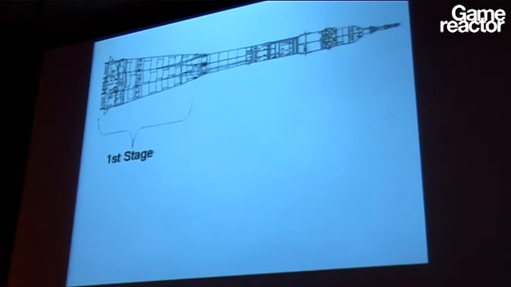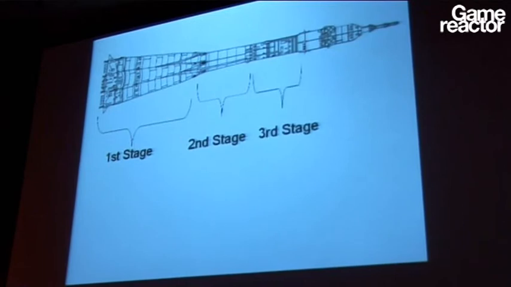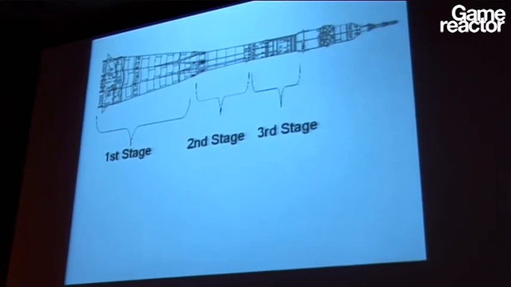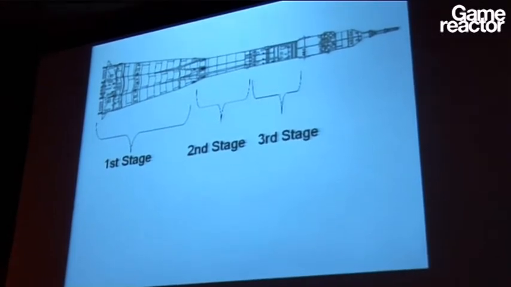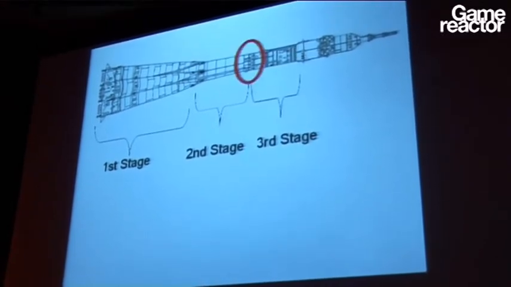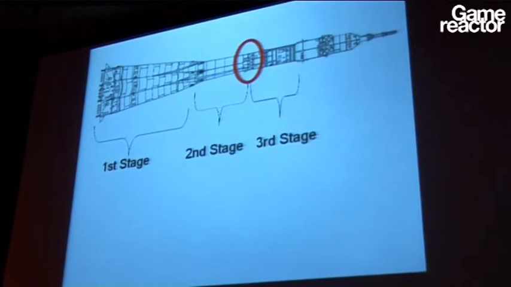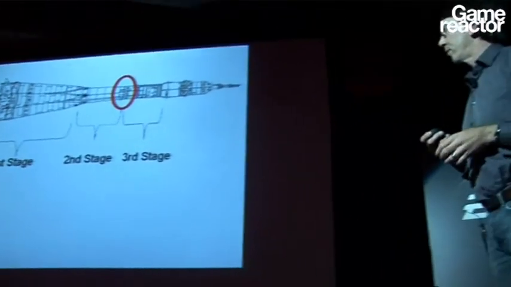Now what happened next, the first stage separated fine. The second stage didn't separate from the third stage. The bolts didn't sever the way they were supposed to. Then the third stage ignited, and it took a while before it actually burned away the second stage. And so this was stuck for quite a while. The rocket went way off trajectory during this, of course.